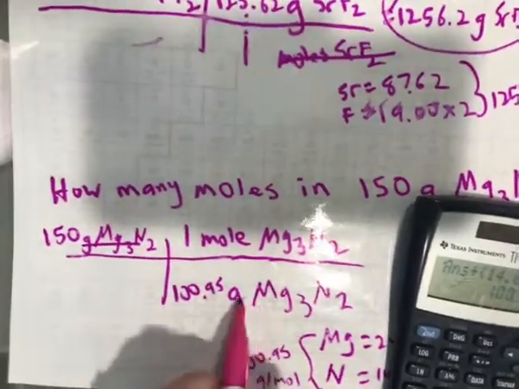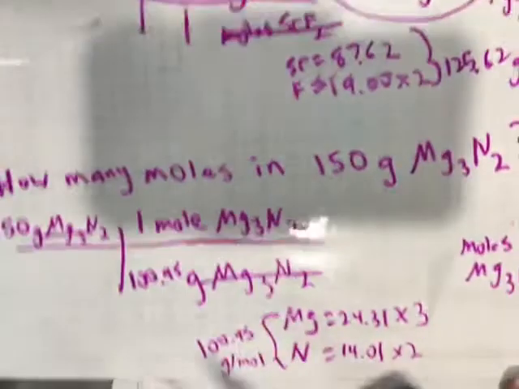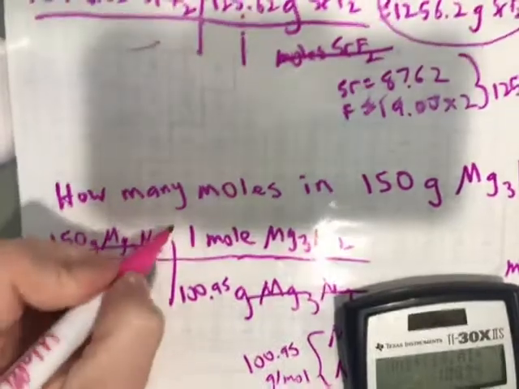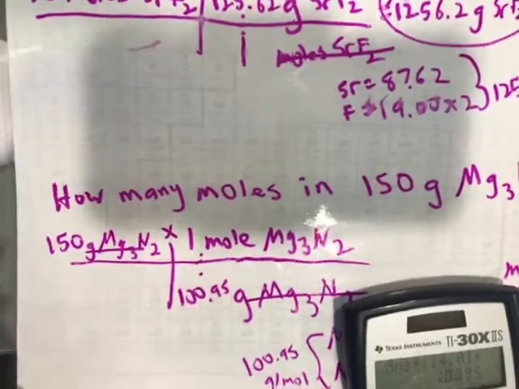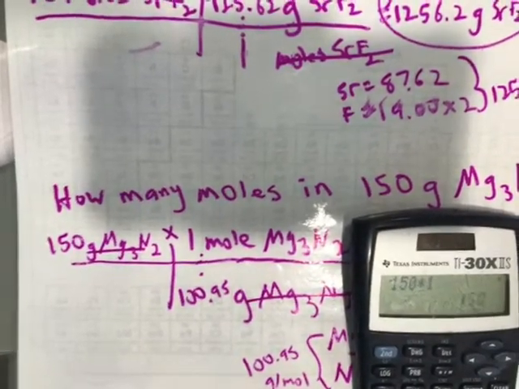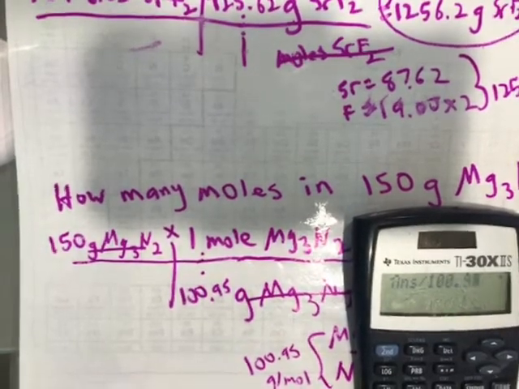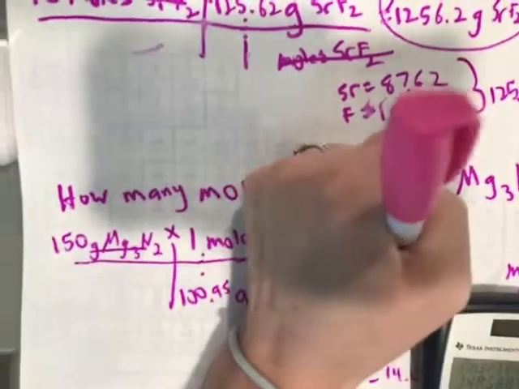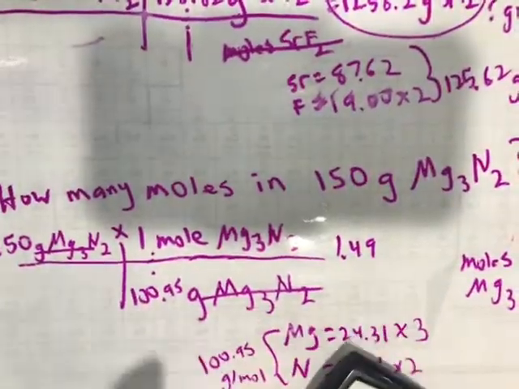Double check that Snoop Dogg helped to get rid of your units. So you're left with moles of magnesium nitride, and sure enough, that's what you want. So you're ready to go. Again, multiply across 150 times 1, and then divide by 100.95. For those of you who understand that multiplying by 1 keeps the number the same, that's fine. Or you can do out all the steps, doesn't matter. So we get 1.49. I'm not being really significant with significant figures right now, especially for distance learning, so don't stress about it.